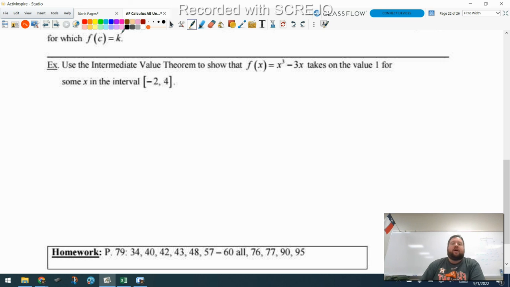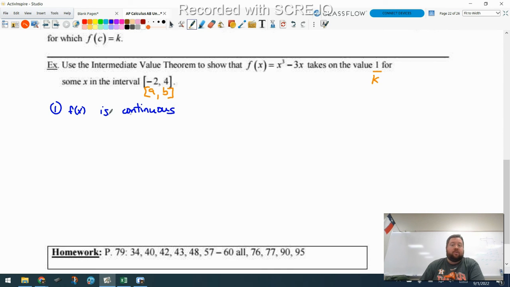Use the intermediate value theorem to show that f of x takes on the value 1. There's your k. Takes on the value 1 for some interval -2 to 4. That's your a and your b. Before we start any work on an intermediate value theorem problem, the first thing we have to do is state f of x is continuous.